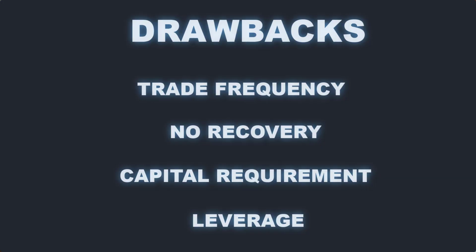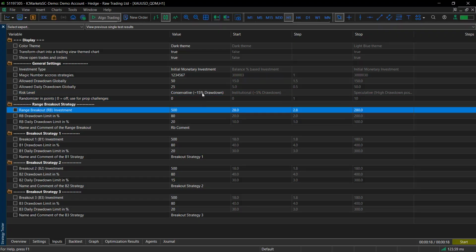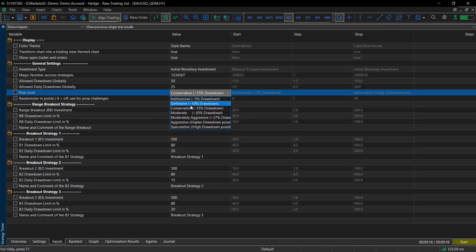Another limitation, even though I personally see it more as a constraint than a real limitation, is leverage. If your broker offers lower leverage, you may be limited to more defensive settings. Higher or more speculative risk levels might not be available simply because the strategies would not be able to open positions with larger volumes. Now that I have talked about the limitations, let's also look at the positives.